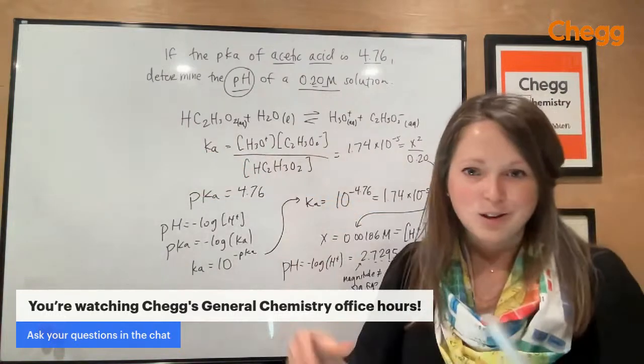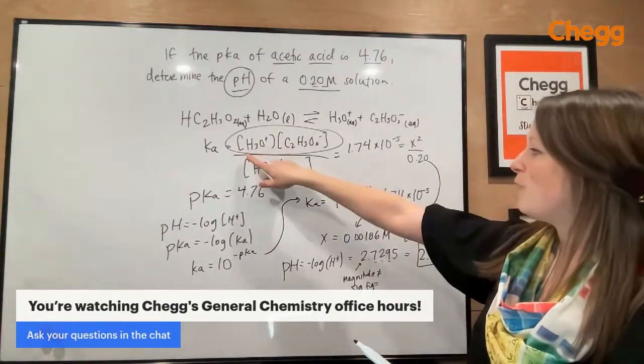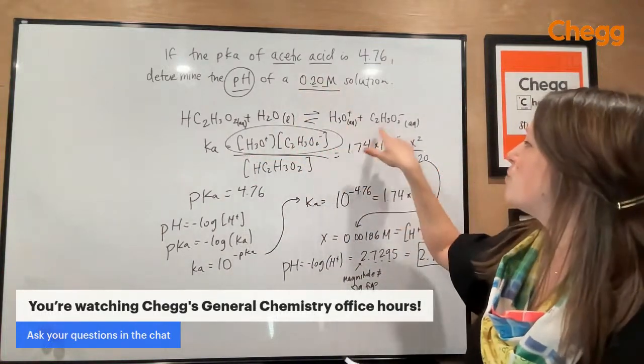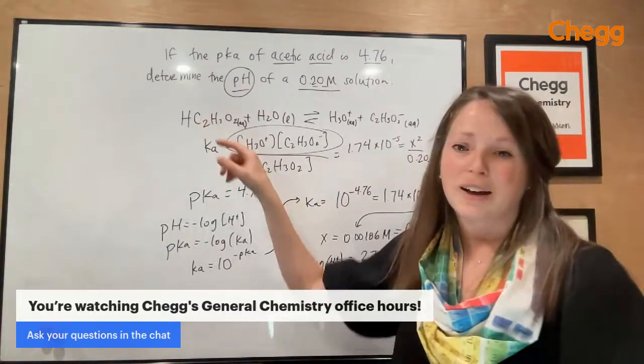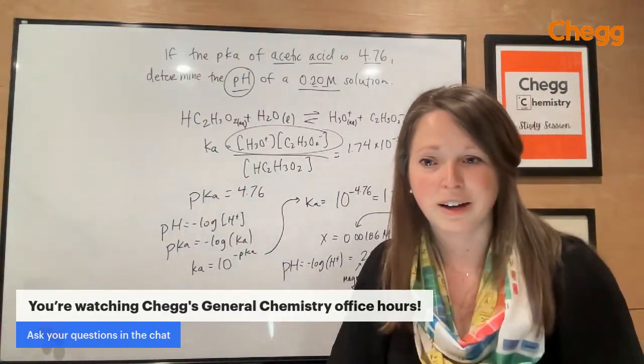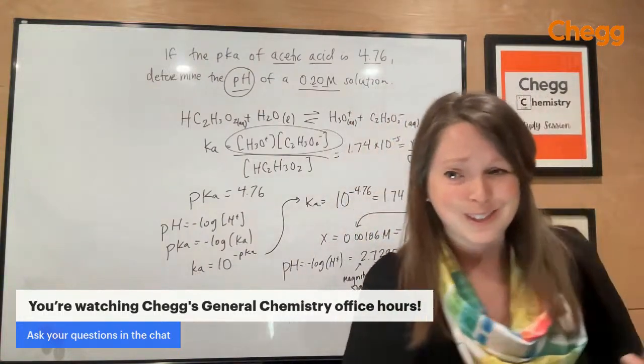The bigger the Ka, the stronger the acid, and it's because it's based on these concentrations. So if I have a larger value, that means that I have more of these products, versus if I have a smaller value, it's because I have more of the acid that hasn't dissociated yet. All right, these are all really good questions. Keep asking these questions. This is why I love to do this. This is why I'm here.